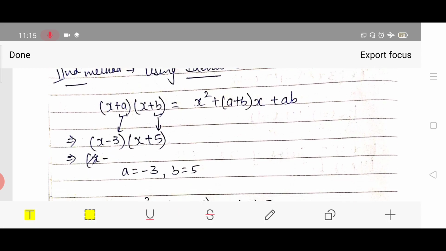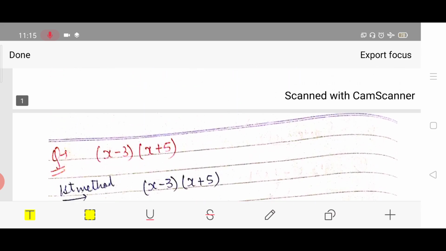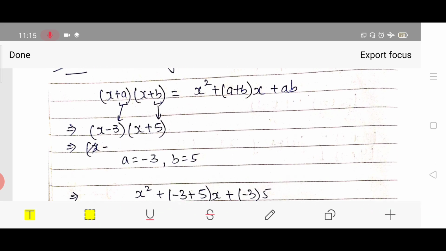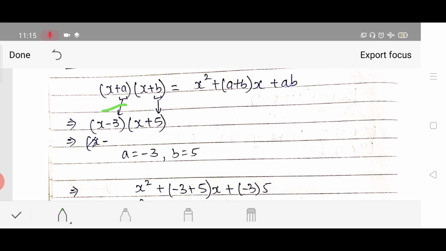Let us see here. As you can see, in this question the values of a and b are different, so we can apply the identity (x plus a) into (x plus b). The identity was (x plus a) into (x plus b) is equal to x square plus (a plus b)x plus ab. From here you can see that x is the same, but the value of a comes out to be minus 3, and the value of b comes out to be plus 5.